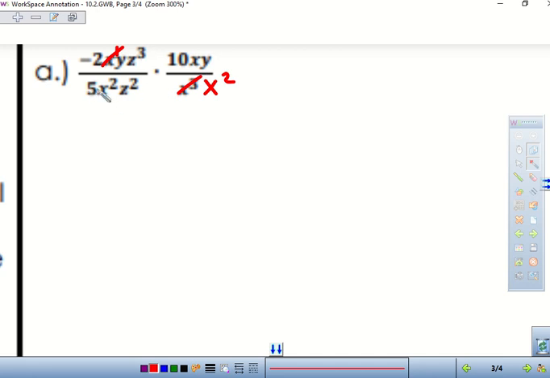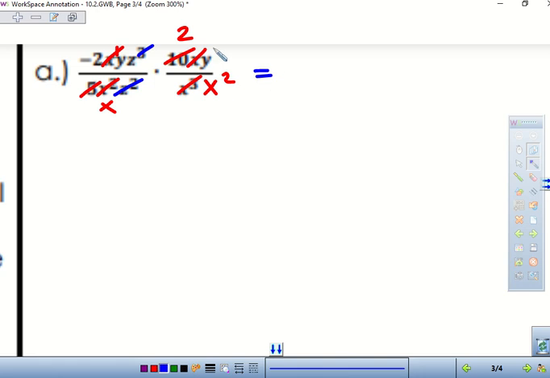So how many times does 5 go into 10? Twice. So this becomes a 2. I can also cancel these x's as well. So 2 x's down here, 1 x up here. 2 minus 1 is 1, so only 1 x remains down here. Okay. Once you do all of that, you can also cancel up and down. So z to the third divided by z squared is going to be just z to the 1 on the top.